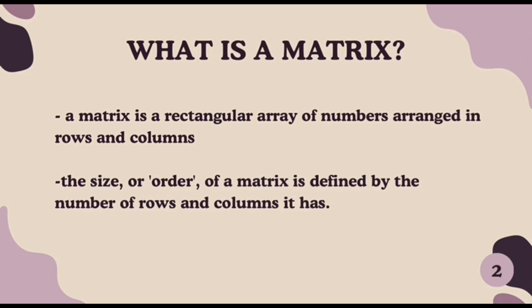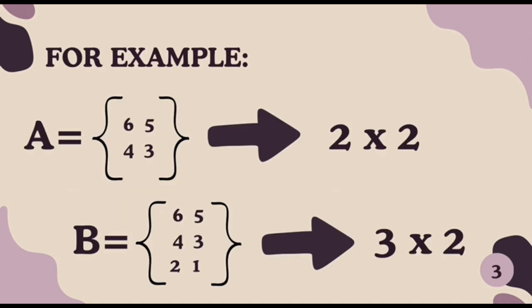Second, the size or order of a matrix is defined by the number of rows and columns it has, and it's always written in the form of rows by columns. For example, the matrix A with elements 6, 5, 4, 3 is a 2 by 2 matrix because it has 2 rows and 2 columns. And the matrix B with elements 6, 5, 4, 3, 2, and 1 is a 3 by 2 matrix because it has 3 rows and 2 columns.